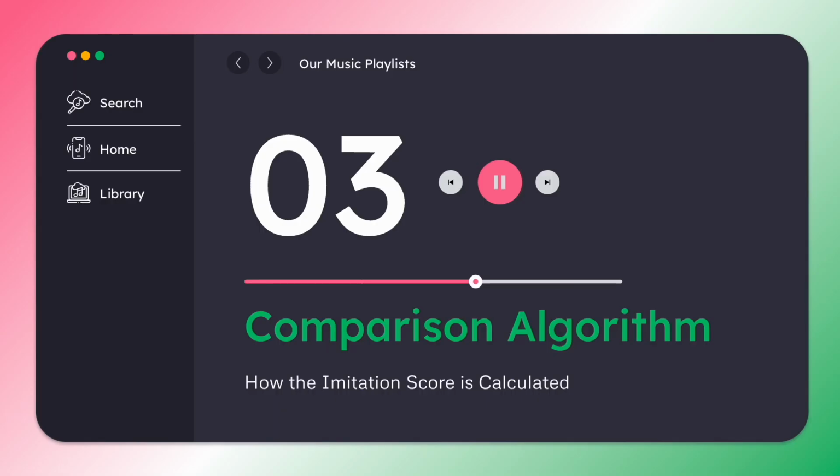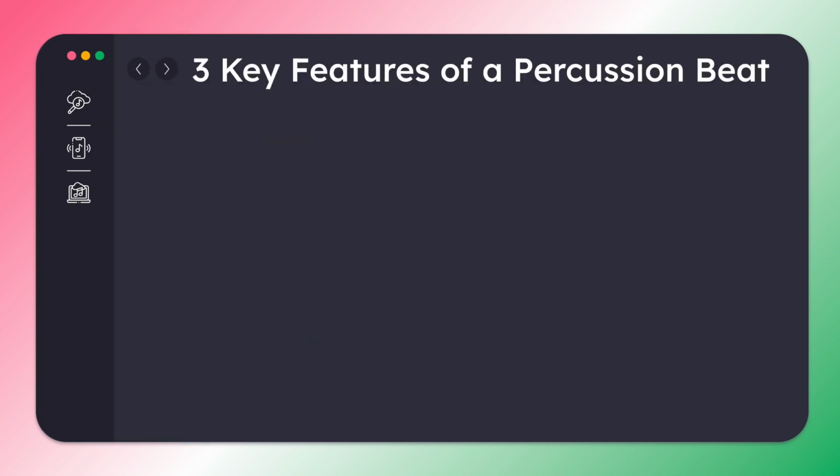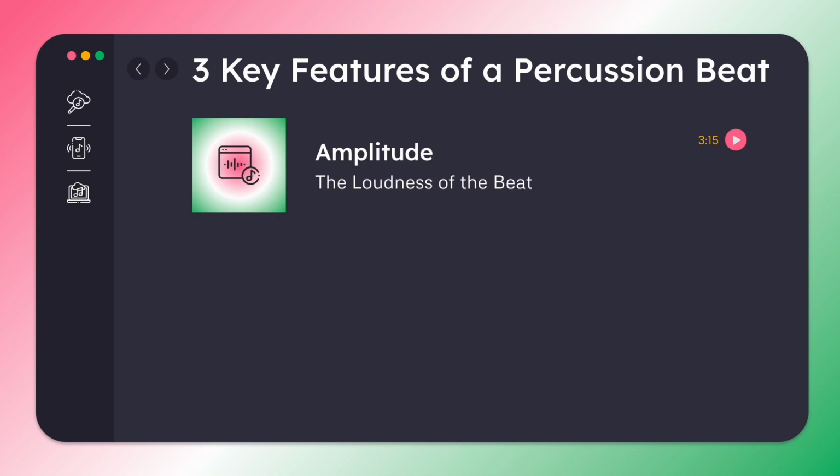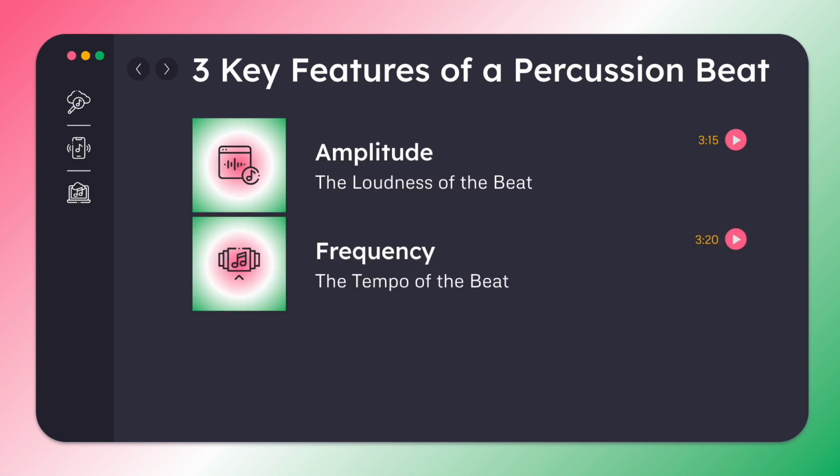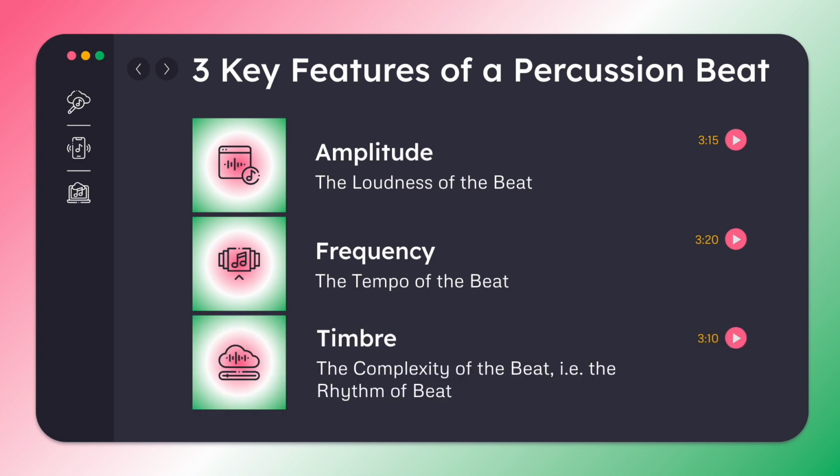To compare the two recordings, we first need to understand what the key features are that make up a percussion beat. Any sound is made of 3 main features: amplitude, which is how loud the sound is; frequency, which is the tempo or the beats per minute of the sound; and the timbre, which is the complexity or the rhythm of the beat.